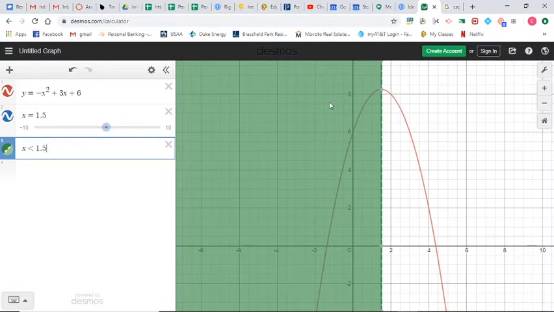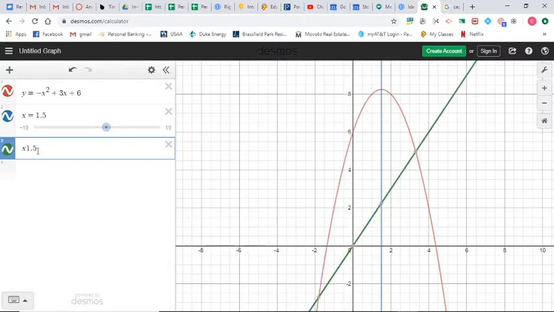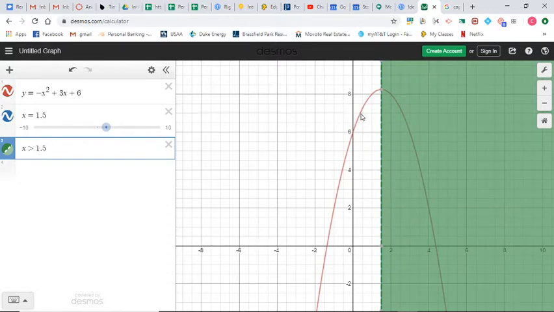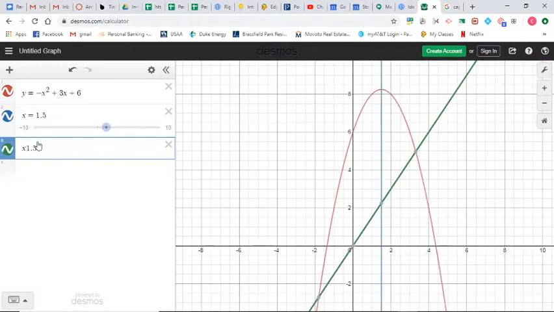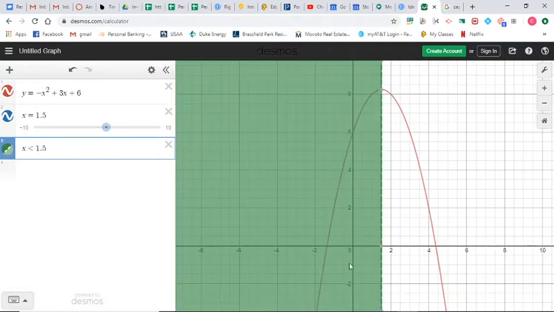Okay, so if you're trying to decide which inequality to put, you can just test it. If I were to put greater than, it is not shading in the side of the graph that I'm looking at. So when I'm increasing on the left, I need to make sure this is shaded in, which I get by typing in a less than. It also makes sense because the x values that make the graph increase are to the left of my maximum, and the numbers to the left of 1.5 are smaller than 1.5, so it's where x is less than 1.5.